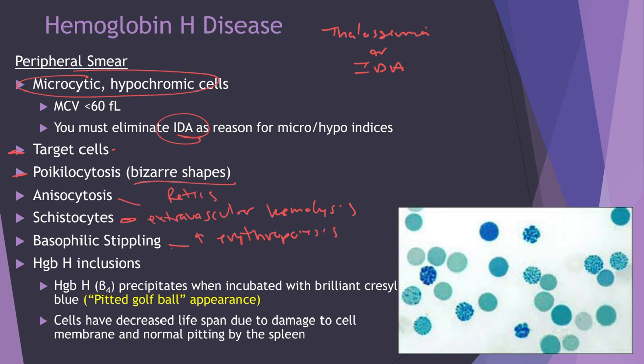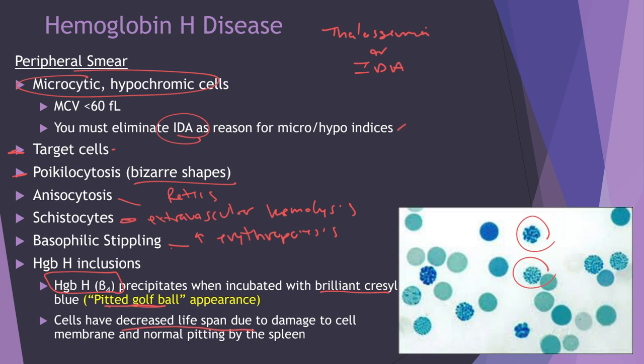And then we'll see those hemoglobin H or beta tetramers that are precipitated in those red cells. And again, this is going to be seen on a brilliant cresyl blue. It's going to have that pitted golf ball appearance, as you see in the picture over here. And then just because it's good to hear things a million times, those hemoglobin H inclusions or those beta tetramers, they will cause a decrease in the red cell lifespan because the spleen's taking it out. Okay, it's trying to take out those inclusions.